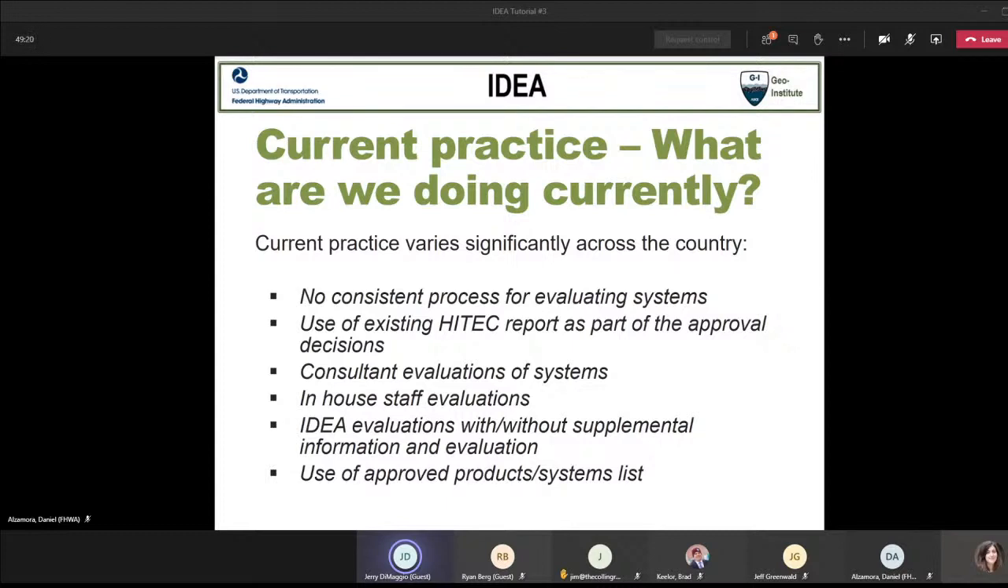Some, and a growing number we know and we're hopeful, include IDEA evaluations with and without the supplemental information and evaluation. And Daniel will pick up on that as we go forward in this presentation. Almost every agency uses their approved product list in some capacity for some of the components or for the overall system relative to the approval process. And perhaps most folks on the line, if not all of you, are familiar with approved product systems and lists that are used in civil engineering practice really internationally, with different nuances. Next slide, please.